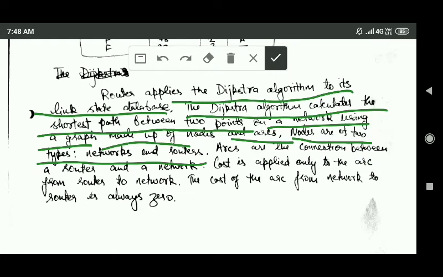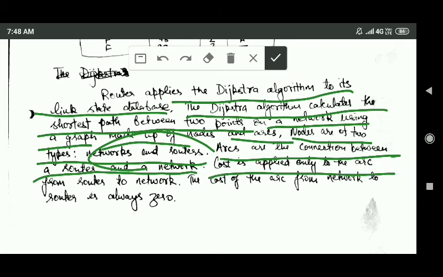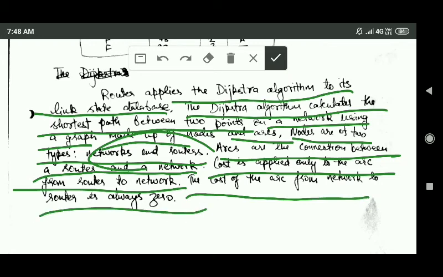So once the router has this link state database, it can consider the whole internetwork as a graph, right? And the nodes of that graph will be the networks and routers, and arcs are the connections between a router and a network, and cost is applied only to the arc from router to network, and the cost of an arc from network to router is always zero. So once this link state database is formed for each router, a router can use Dijkstra's algorithm to find the shortest path from that router to the destination where it has to send the packet.